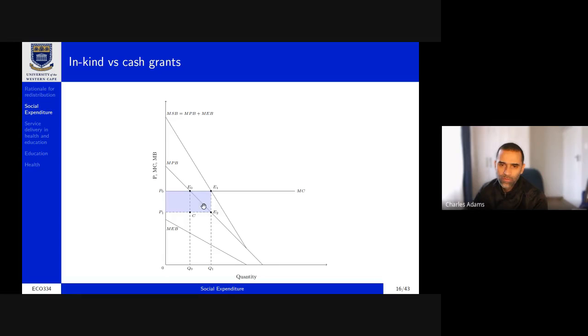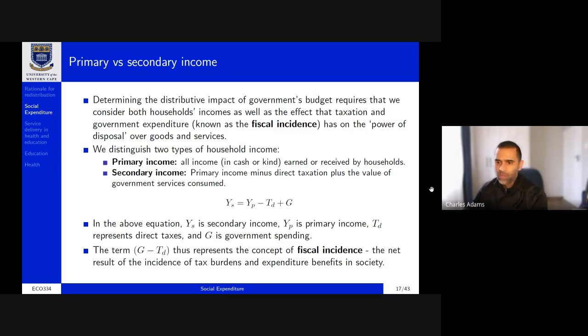Whereas if we consider the marginal social benefit now, we bring that into the analysis, we observe that we have an efficient outcome, right? We have an efficient level of consumption of education as a result of the subsidy. Okay.